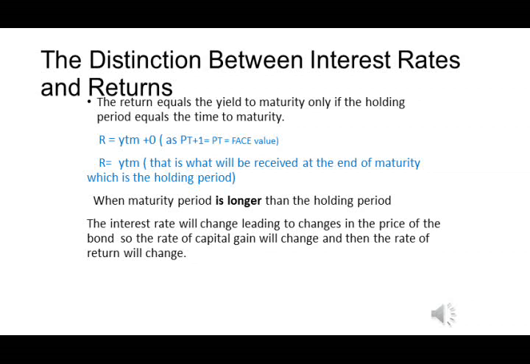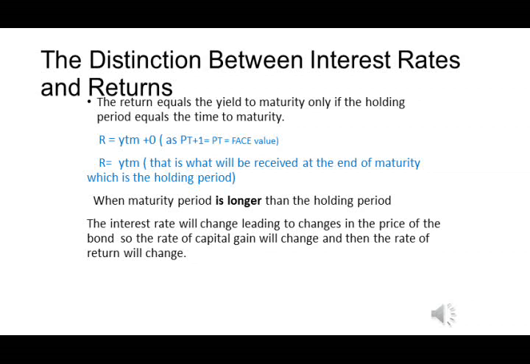ليه؟ لأن هو عمره سنة، وأنا لو بعته دلوقتي هو خلاص ده matures، فأنا going to receive الفيس value. يبقى السعر اللي أنا هبيعه بيه هو السعر اللي already هياخده حامل البوند ده، لأن هو خلاص it matures اللي هو 1000 جنيه. يبقى هنا في الحالة دي الفيس value equal the price of the bond equal the price at the time t plus 1. So there is no capital gain or loss. إذن the rate of return will equal to the yield to maturity. That is what will be received at the end of the maturity, which is the holding period.